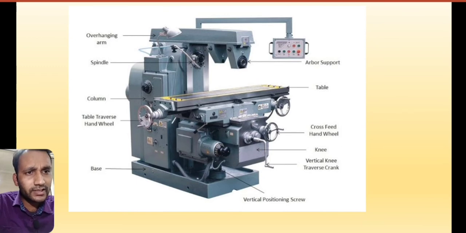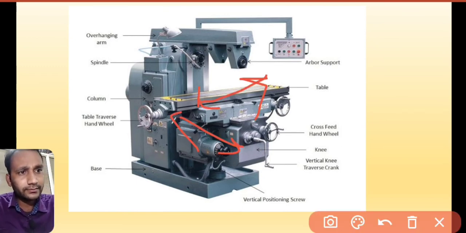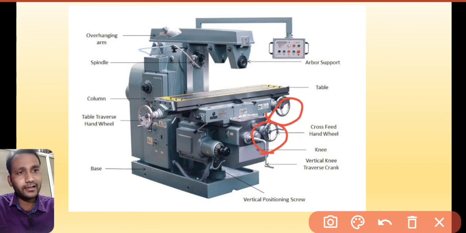The cross feed and these are hand wheels to impart motion to the saddle and table. Then the base is there, which I have discussed already.